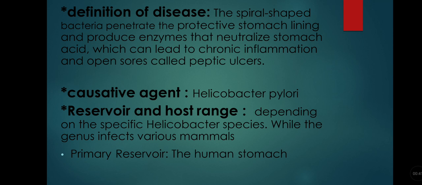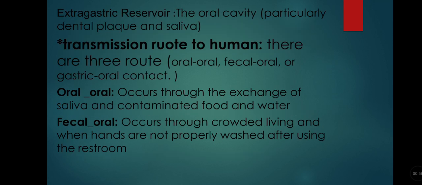The reservoir and host range depend on the specific Helicobacter species, and there are some species that infect various mammals, but the primary reservoir is the human stomach, and there are extragastric reservoirs like the oral cavity, saliva, and dental plaque. The transmission route to humans: there are three routes to transmit this disease to humans, oral to oral, fecal to oral, and gastric to oral.